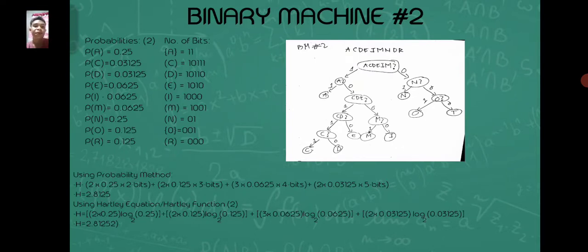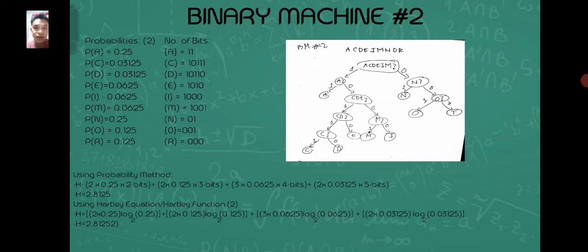And using the probability method, H equals 2 times 0.25 times 2 bits plus 2 times 0.125 times 3 bits plus 3 times 0.0625 times 4 bits plus 2 times 0.03125 times 5 bits equals 2.8125.